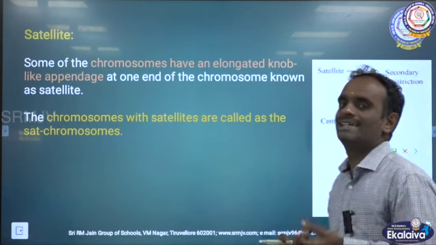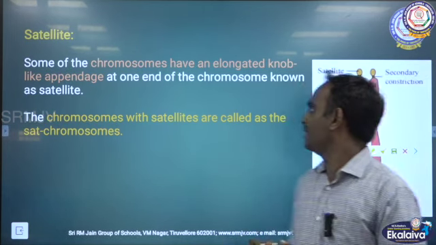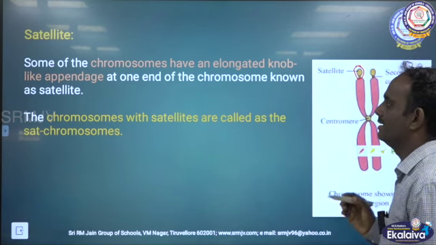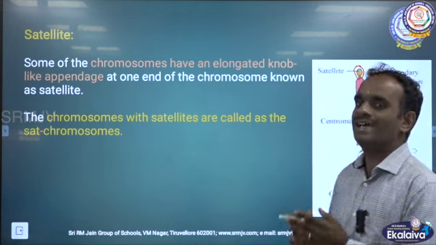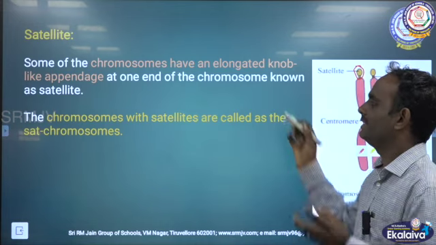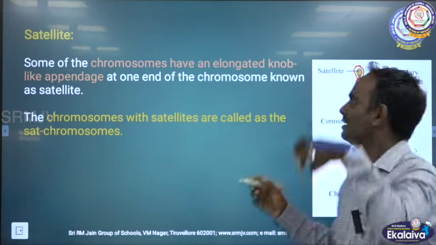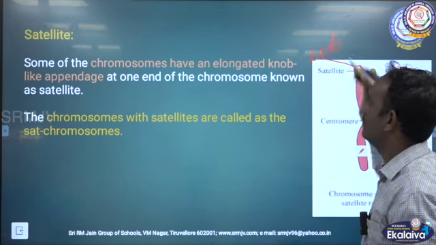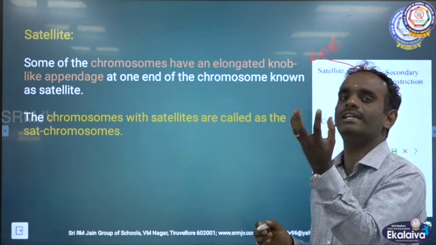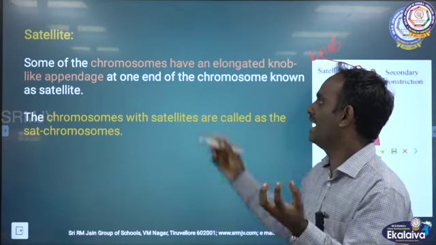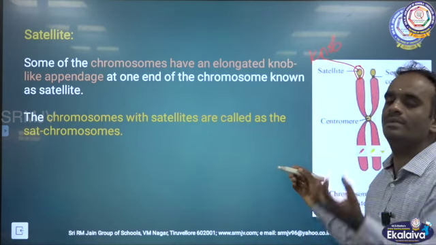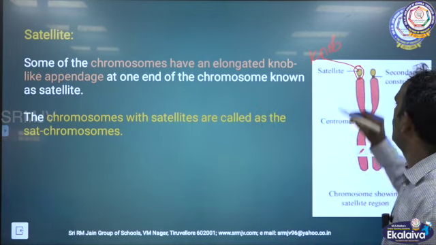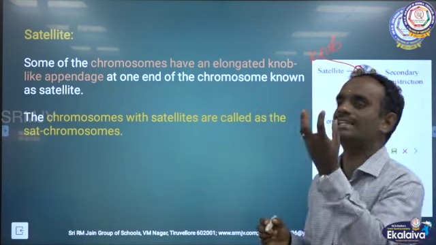The next one is satellite. See the picture here. This part is called satellite. Some of the chromosomes have an elongated knob-like structure. See, this is a knob-like structure. Some chromosomes have an elongated knob-like structure at one end of the chromosome, then they are said to have the satellite. One end having the knob is said to be the satellite.